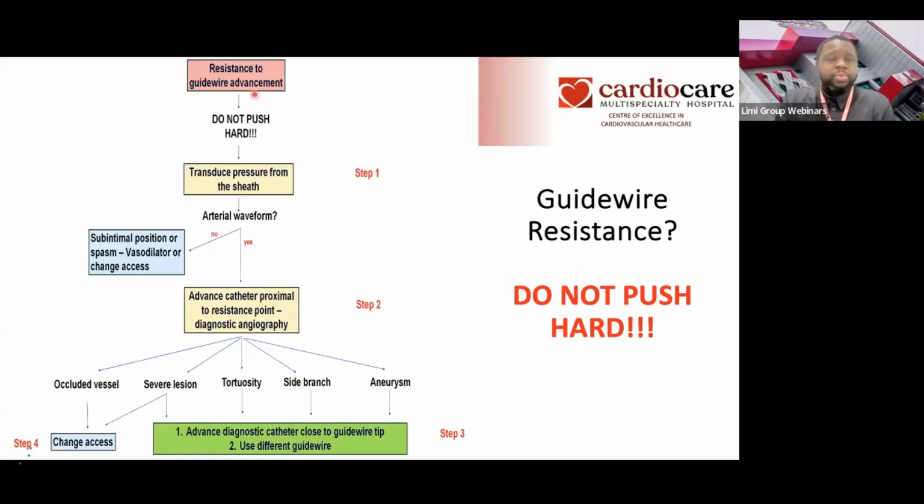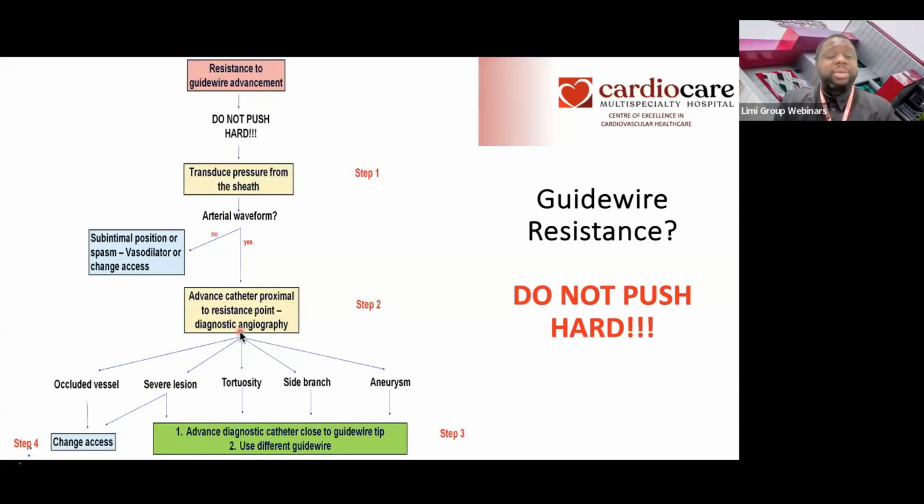So step 1, after your guide wire advancement, check the transducer. That is the arterial pressure. If the pressure is good, advance the catheter, and if it's not, reposition. You may have to give a vasodilator. You may have to change access, especially if you're using radial. If you are using radial and you feel any resistance, like you have a spasm, you cannot continue pushing. You either have to give a vasodilator, or you may have to change from radial to femoral to complete your case. So this is what we do typically.